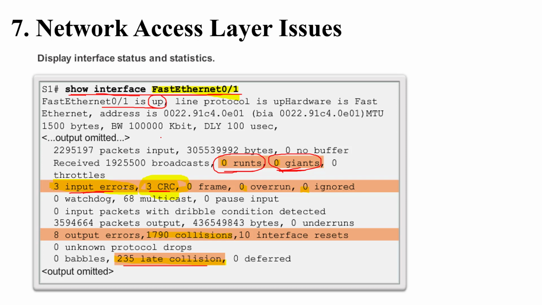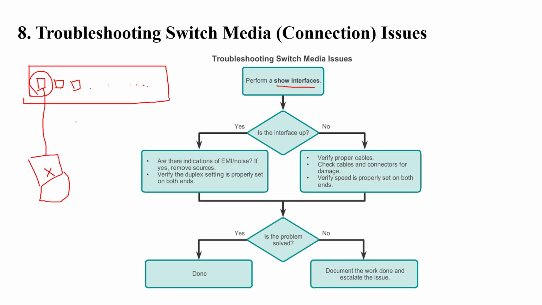FastEthernet 0/1 is up. If it is showing up, that means it is on, and FastEthernet 0/1 is working. So you have to check whether it is on, whether it is up or not. You have to check whether FastEthernet 0/1 is up or not.